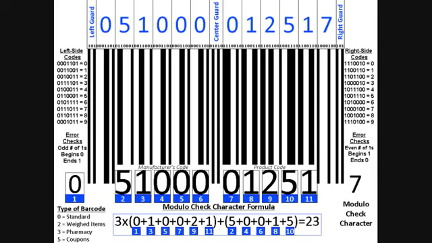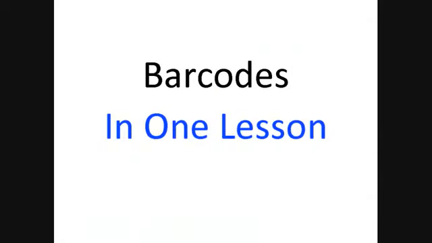We then subtract the result of this formula from the next highest multiple of 10 to get the modulo check character. So the next highest multiple of 10 after 23 is 30, and 30 minus 23 is 7. So we know that we have read the barcode correctly. So now you've learned barcodes in one lesson.